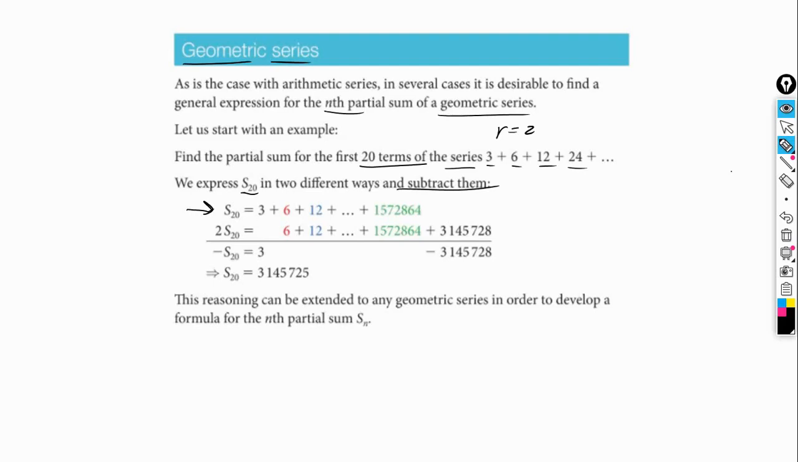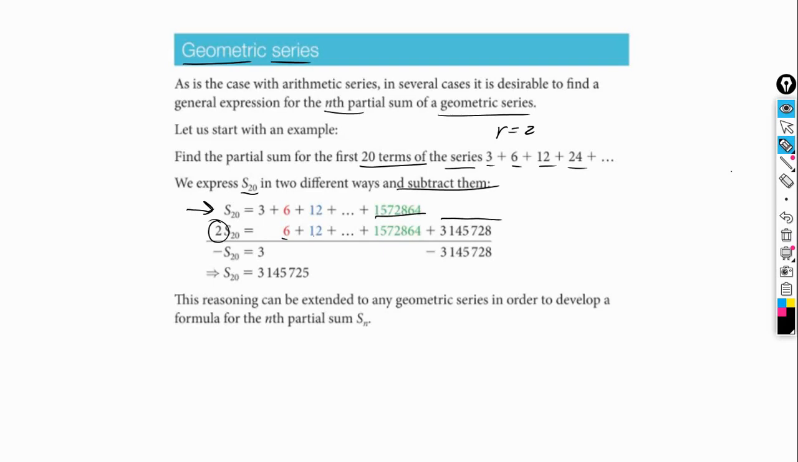3 plus 6 plus 12, all the way to the last term, which is this number here. Now, what if we do 2 times? Now, this is the ratio, right? 2 times the first one. Well, we would get the second term first, right? 6, because 2 times 3 is 6. Then we would get 12. And we get the same ones repeated except for the last one, which would be 2 times the last term.